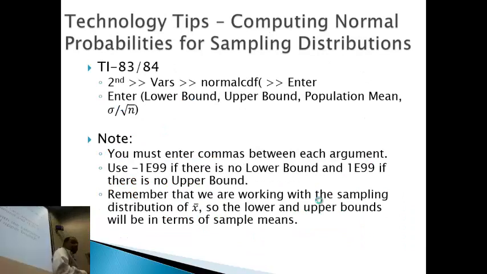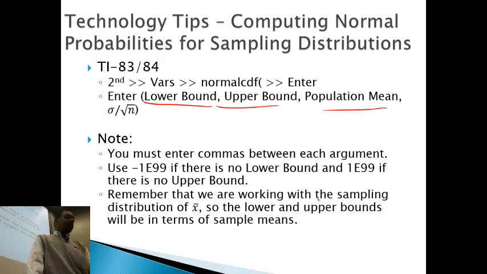And then the TI graphing calculator, we talked about this a little bit already. You can use a table to figure these out, or you can use a calculator. So here are the steps. Second VARS, normal CDF, and then here are our favorite components: lower bound, upper bound, mean, and then that guy, standard deviation over radical n.